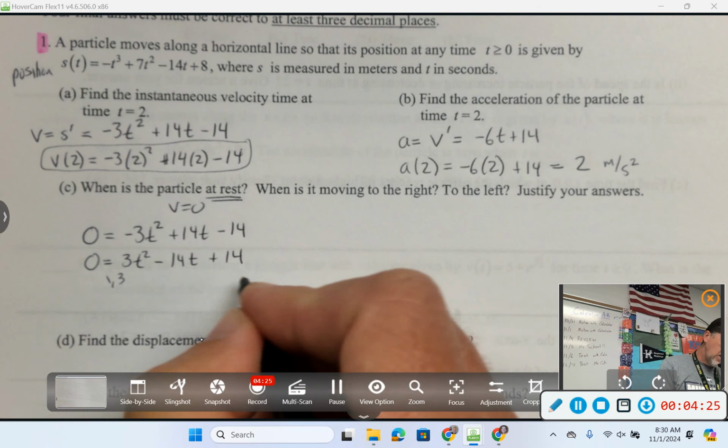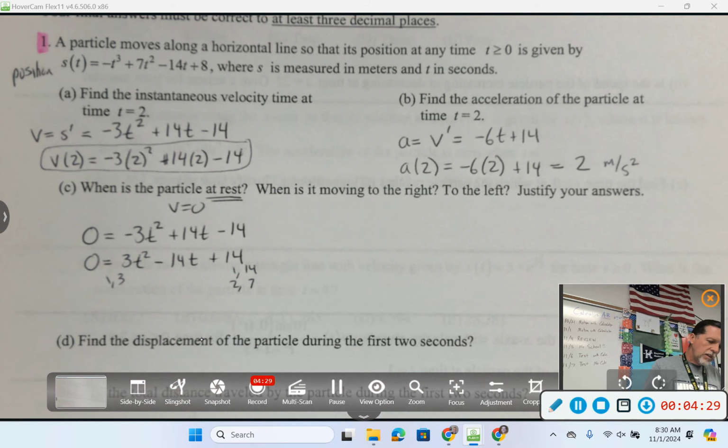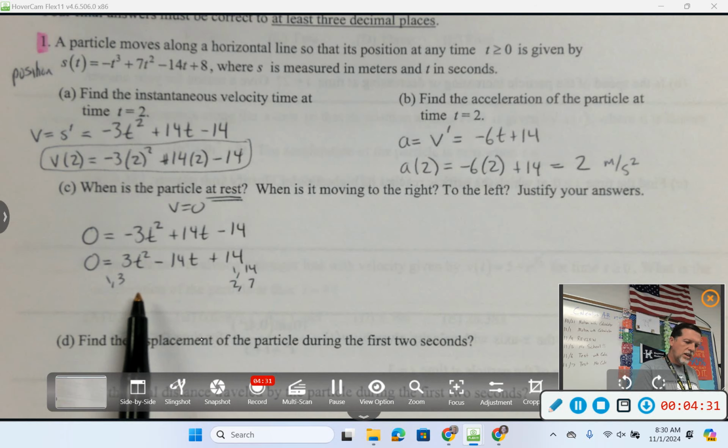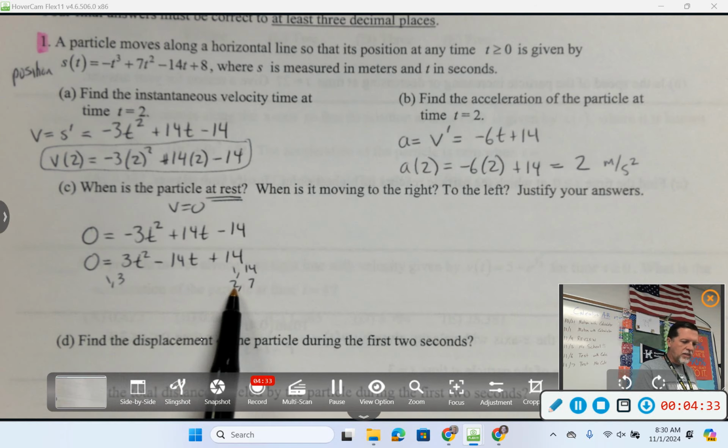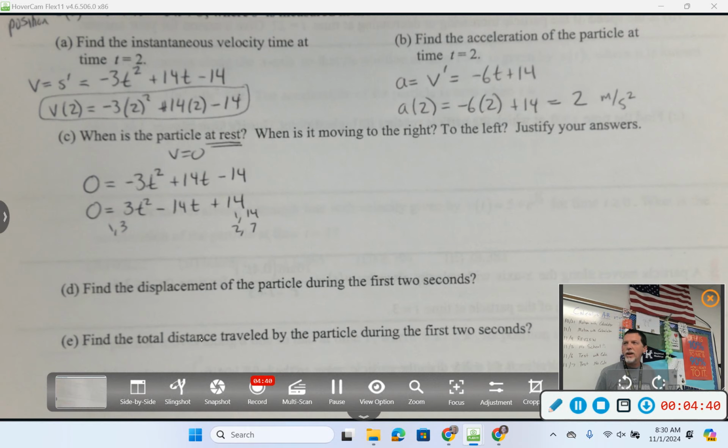1 and 3. 1 and 14 would definitely not work. 2 and 7. Let's see, that'd be 6 and 7. That wouldn't do it. 21 and 2 won't do it. Okay, now I know why this is on the calculator page.